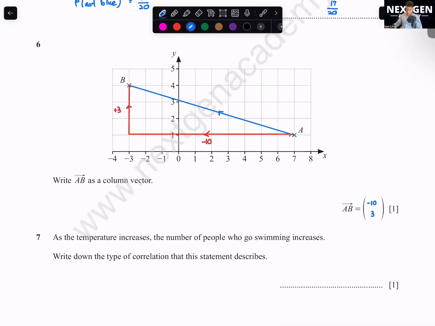Okay, question 7. As the temperature increases, the number of people who go swimming increases. Write down the type of correlation that this statement describes.